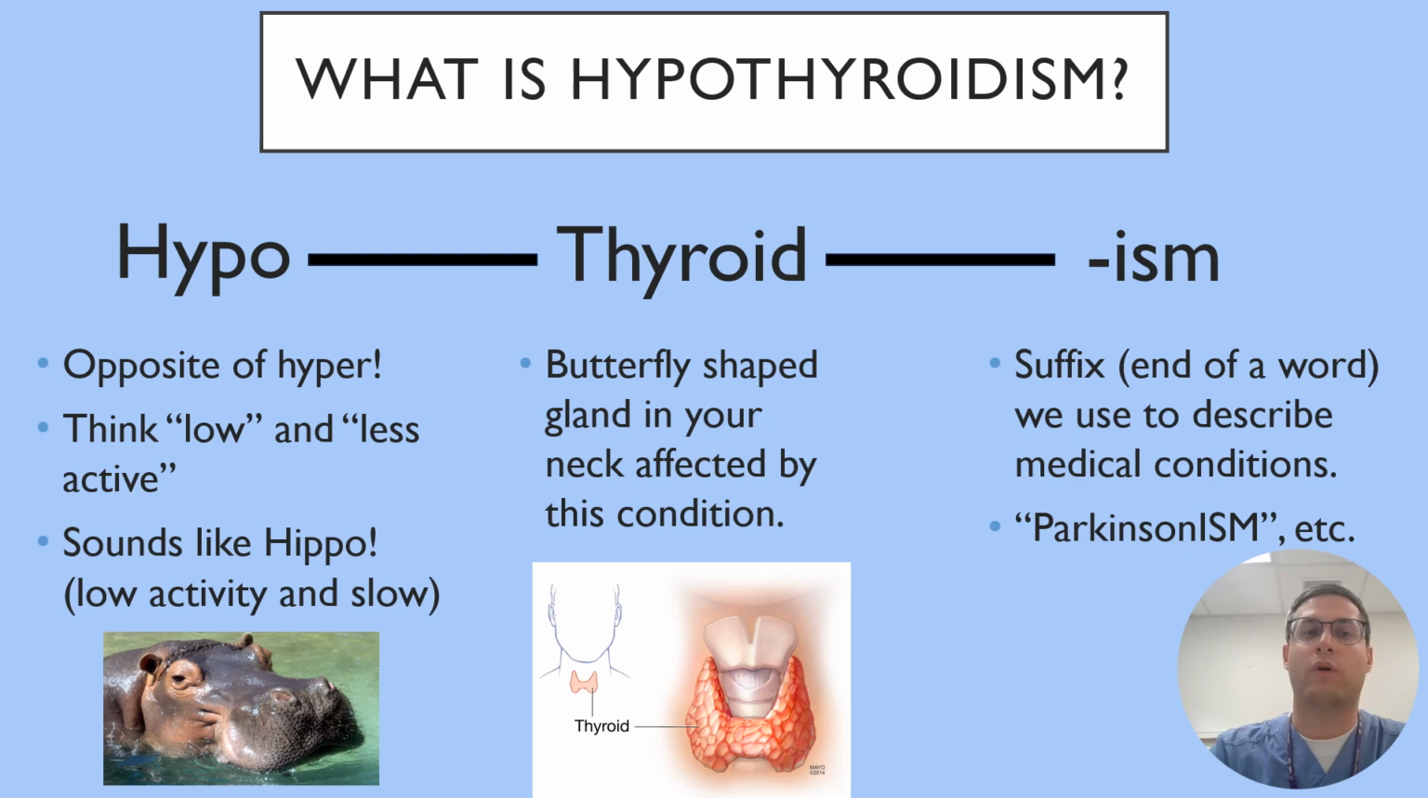At the beginning of the word, we see the word hypo, which is a term we put at the beginning of a medical condition to describe something that is less active. Think the opposite of hyper. It is easiest to remember this because hypo kind of sounds like hippo, which is usually a slow, less active animal you see at the zoo sometimes.